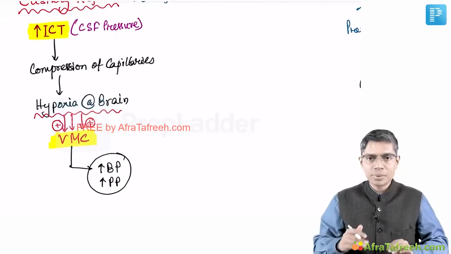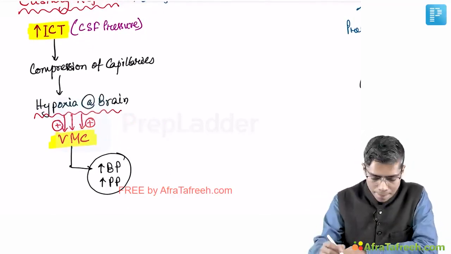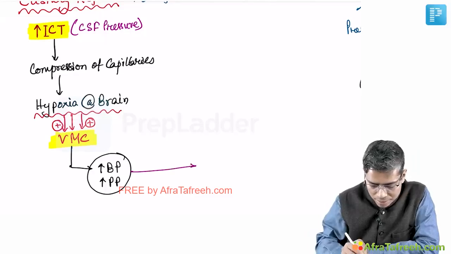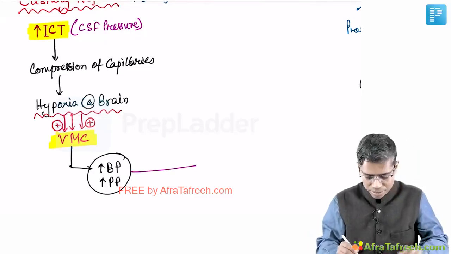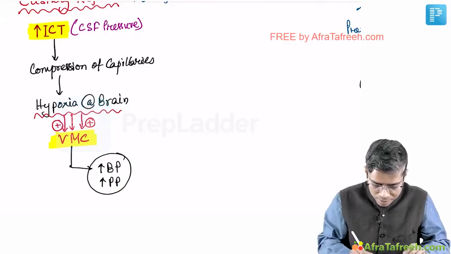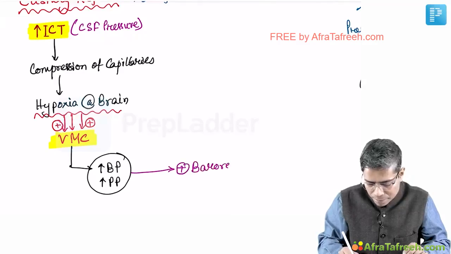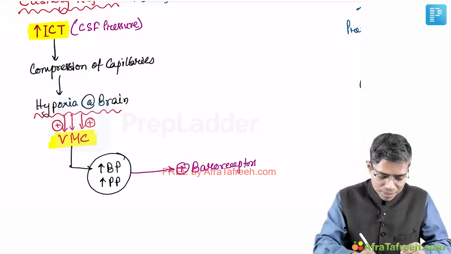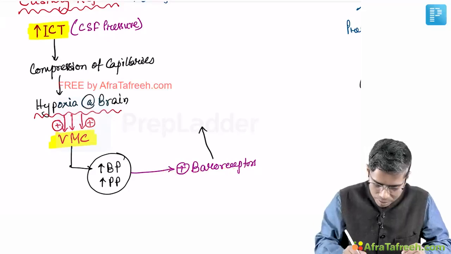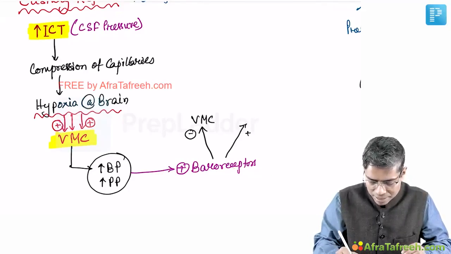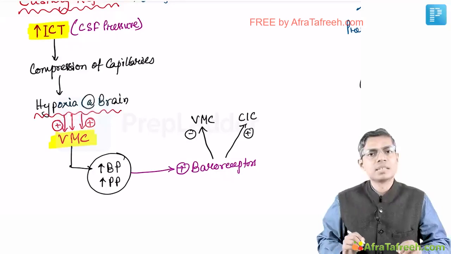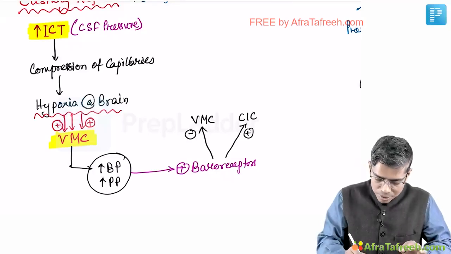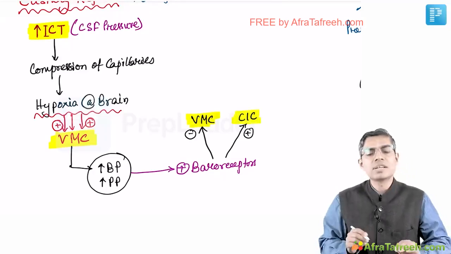Now, whenever your blood pressure is high, particularly if the pulse pressure is high, we know that our baroreceptor is very sensitive to this pulse pressure, right? I told you that the baroreceptor is most sensitive to pulse pressure. So it will activate the baroreceptor. Baroreceptor is active. Now, what is the effect of baroreceptor activation? Baroreceptor will try to inhibit the vasomotor center. It will try to activate the CIC or cardiac inhibitory center, right? So baroreceptor is trying to inhibit VMC and trying to activate CIC.